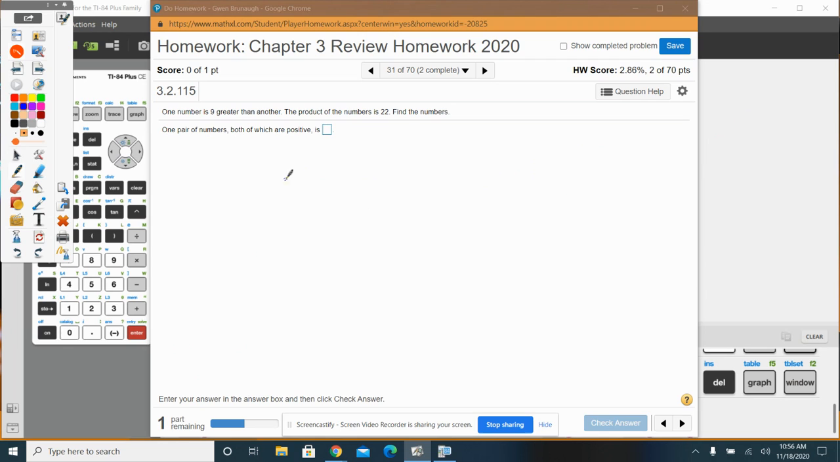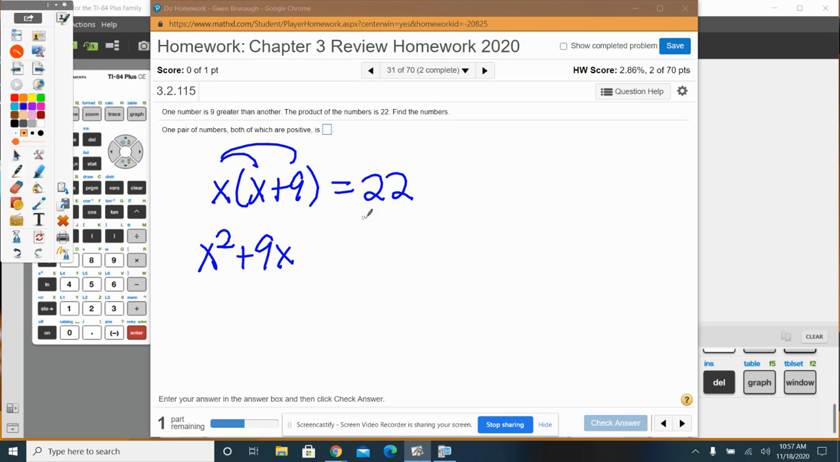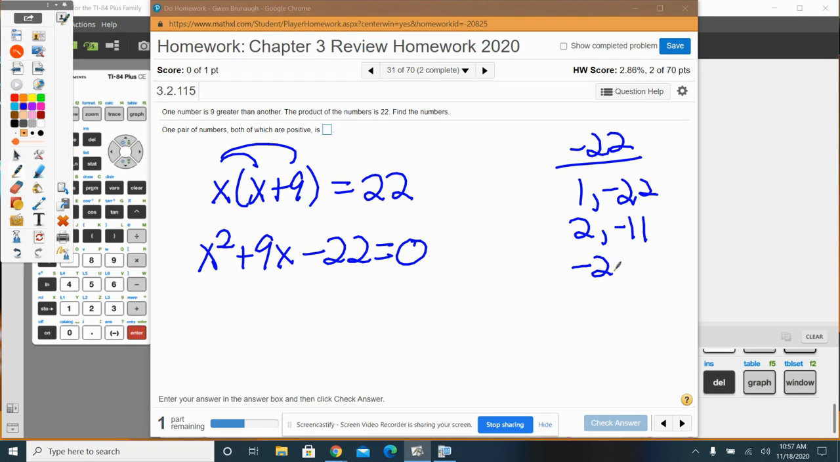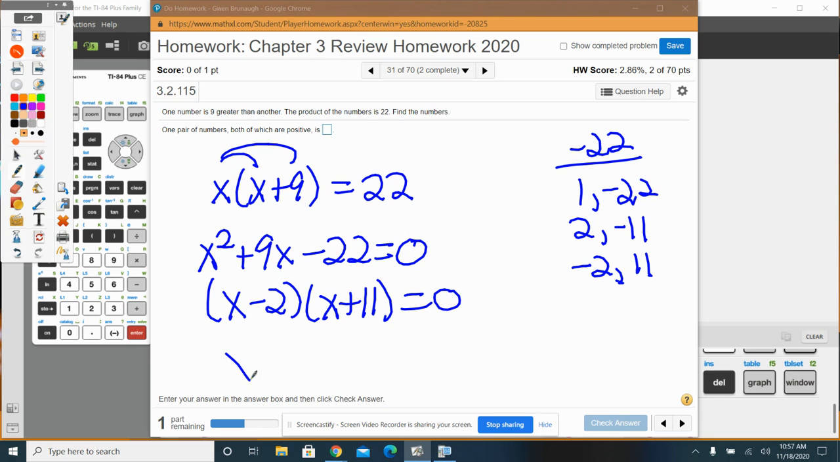One number is 9 greater than another number. If you multiply them, you get 22. So what do you have? If you have x and then x plus 9 for the other number, it's going to equal 22. So go ahead and distribute. X squared plus 9x. We'll subtract 22 to get 0. This will factor. If you make a negative 22, 1 and negative 22, 2 and negative 11 gives me negative 9. So negative 2 and positive 11 is what I'm going to want. X minus 2 and x plus 11 equals 0. So x equals 2 or x equals negative 11.